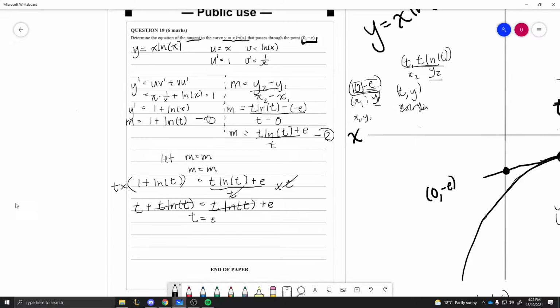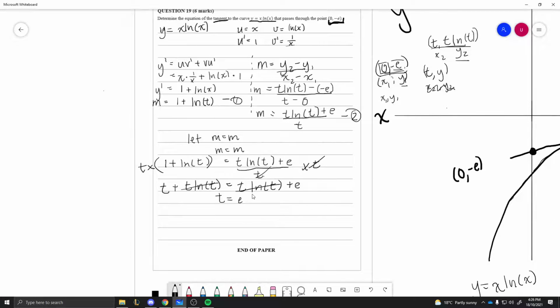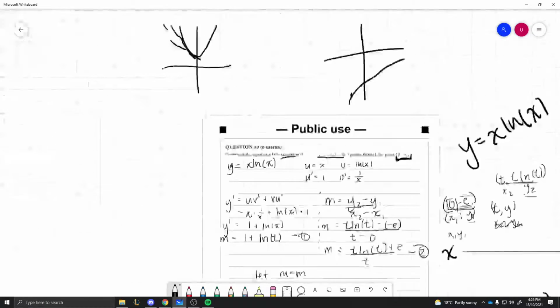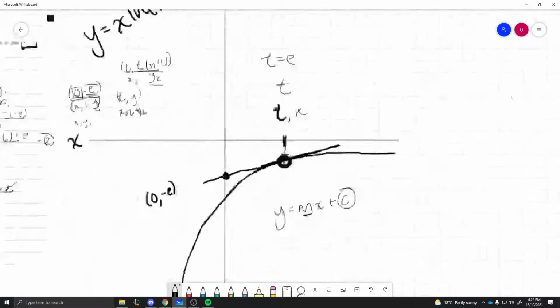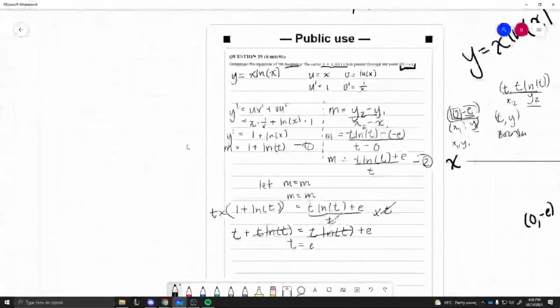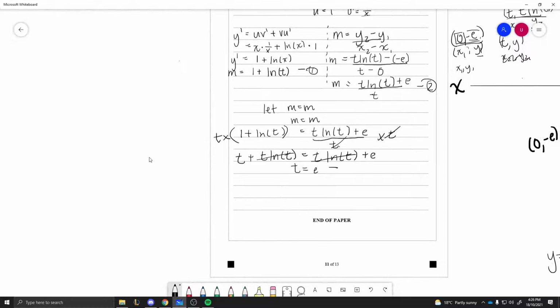Now we know that t equals e at this point. So now that we have this point, this is what t is equal to, this point here on the x. Now that we know that t is equal to e, we can put t back into our gradient equation. A gradient equation being equation 1, because it's pretty much the easiest one to substitute e into. So let's sub t into 1.